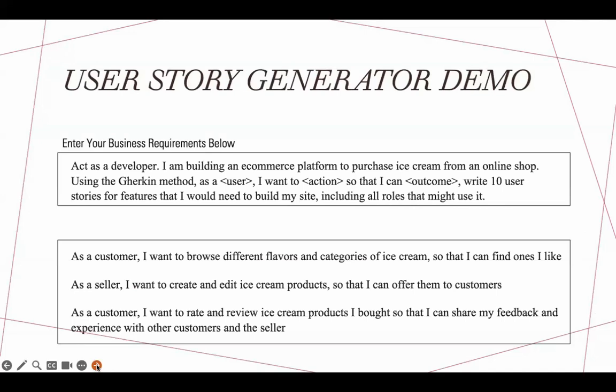So here's some examples of user stories that the AI might generate. As a customer, I want to browse different flavors and categories of ice cream so that I can find the ones I like. As a seller, I want to create and edit ice cream products so that I can offer them to customers. As a customer, I want to rate and review ice cream products I bought so that I can share my feedback and experience with other customers and the seller.